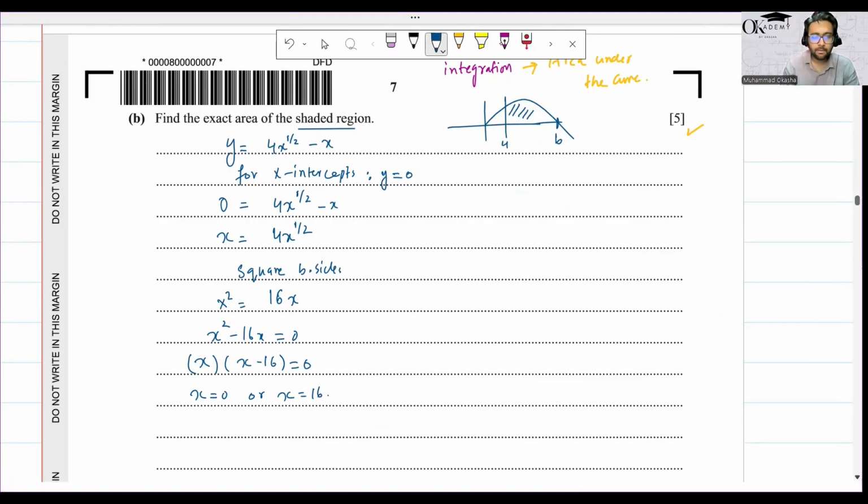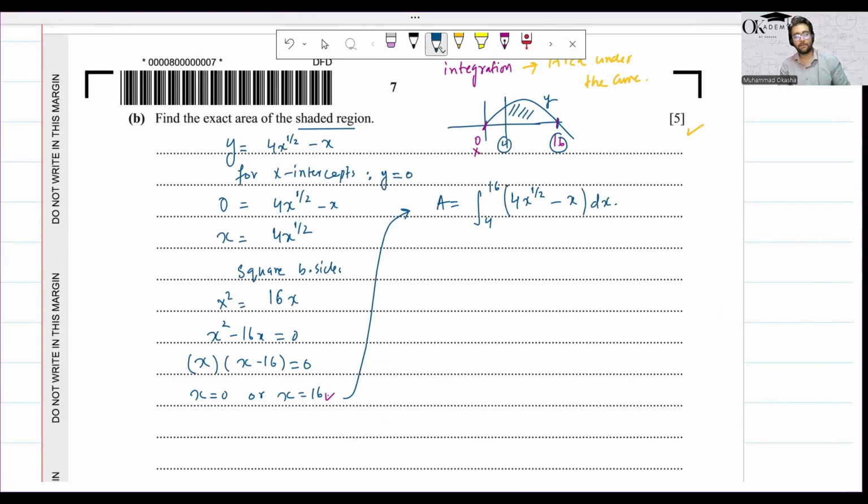The two intercepts are either 0 or the value of b, which turned out to be 16, right? I'm interested in 16. I'm not interested in 0. Right. Now we have the limits of our integration. Let's integrate. So the area: the lower limit of this shaded area is 4, so I'm going to put a 4. Upper limit is 16. I'm going to put a 16. The function that we're integrating is y, which is 4x to the power of half minus x.